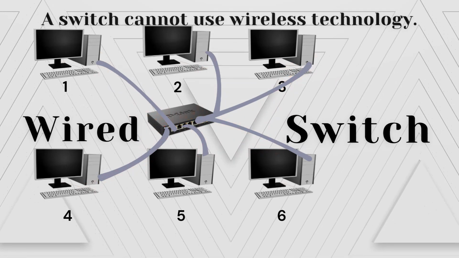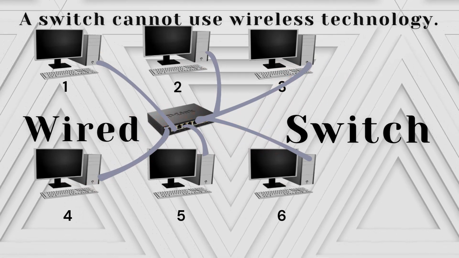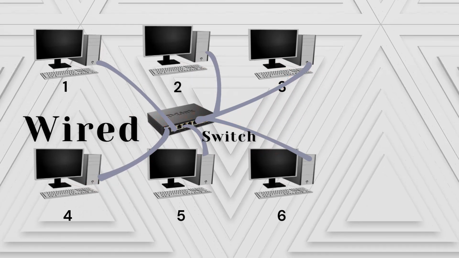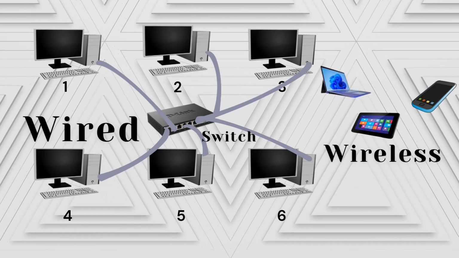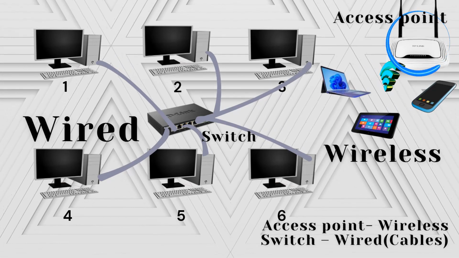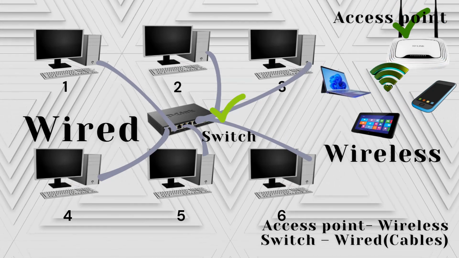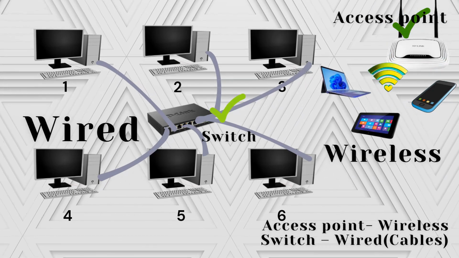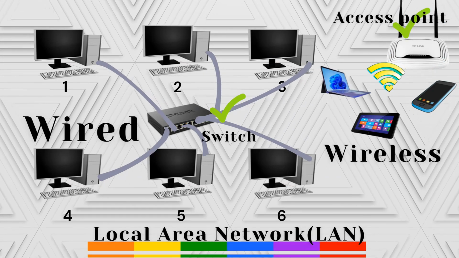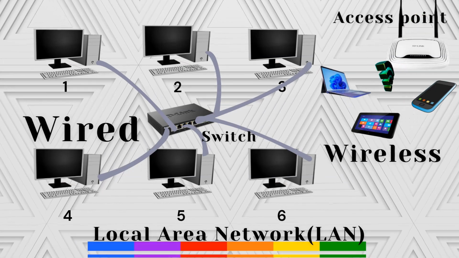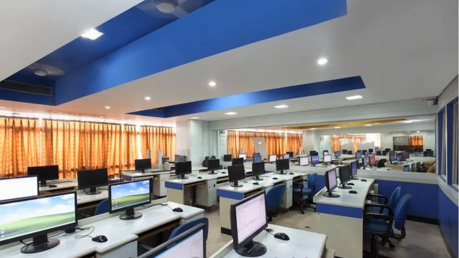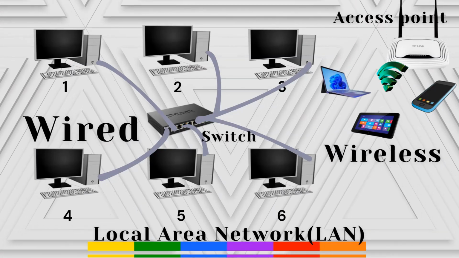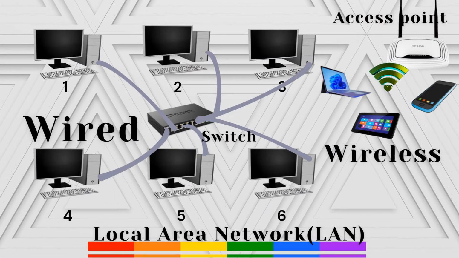A switch cannot use wireless technology. If you want the devices in the same environment to be connected to each other over wireless technology, you should use an access point device. By using the switch device or access points, we can create a network called the Local Area Network, LAN. LAN is a network that connects devices within a limited area, like your home, school, or office. It ensures fast communication and resource sharing.